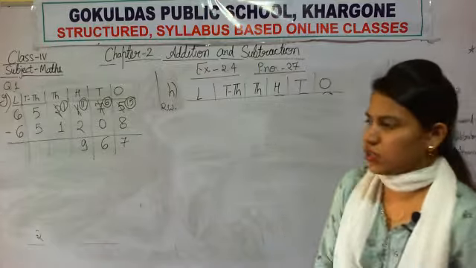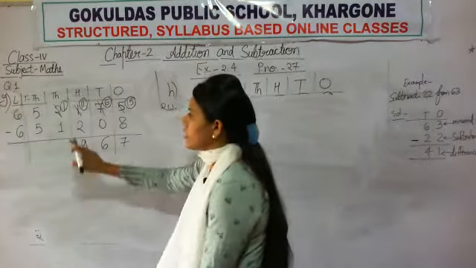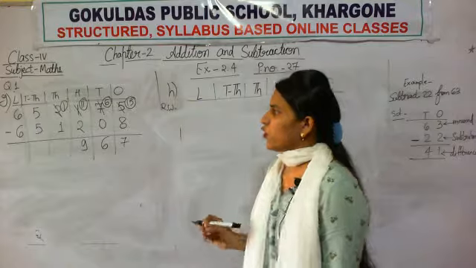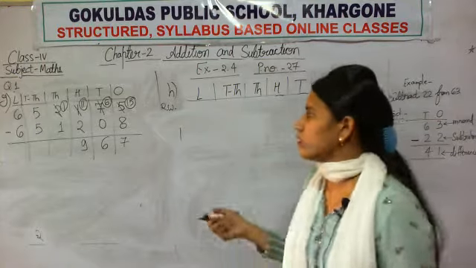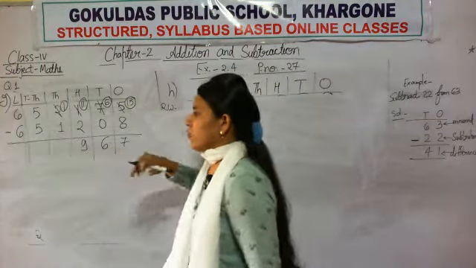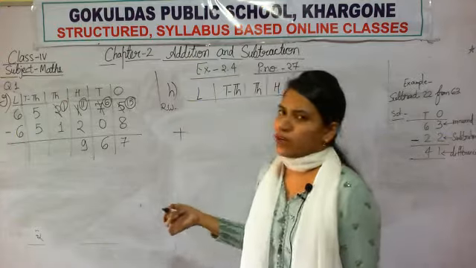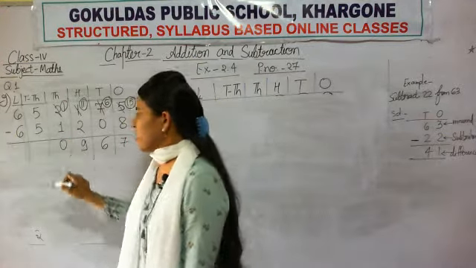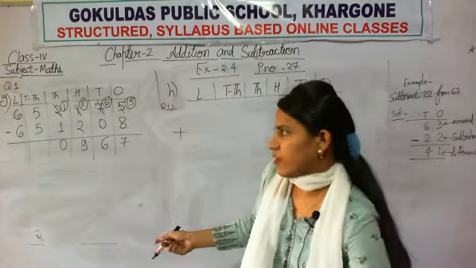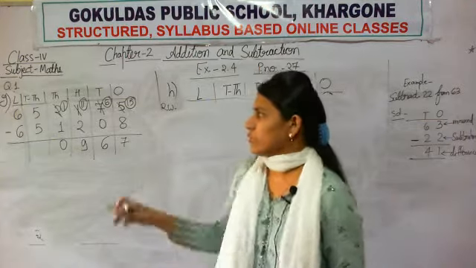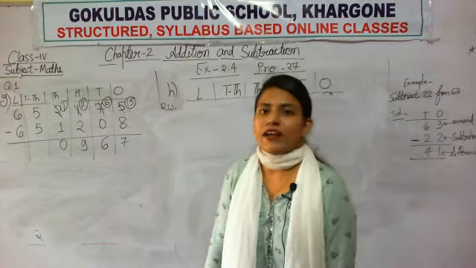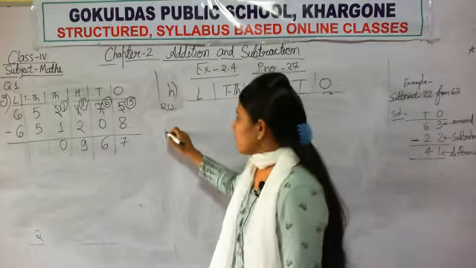Now move to the thousands column. You see that 1 stick is there. You have drawn 1 stick. Now subtract 1 from it. If you subtract 1 from it, what is left? Nothing is left, 0 is left. If nothing is there, you will write 0. The next column is 5. In the next column, the number is 5.